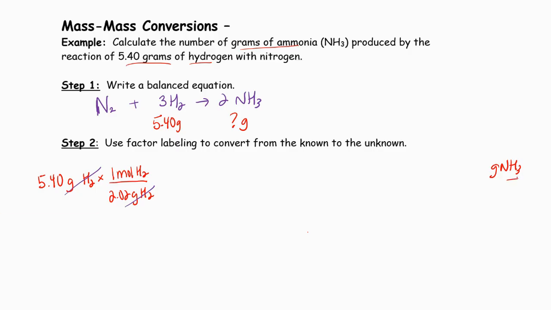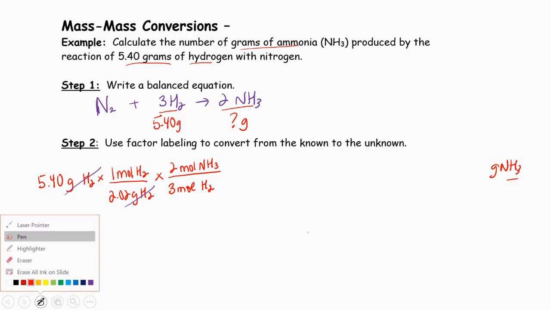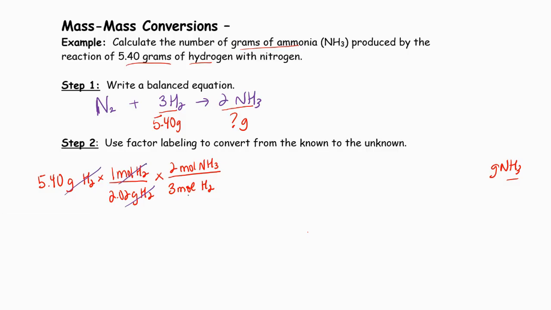Now remember, I'm trying to get to NH3, so I look at my balanced equation. There's 2 moles of NH3 for every 3 moles of H2. I need the H2 in the denominator, so 3 moles H2 to 2 moles NH3. What that does is eliminate my moles of H2. So now what I've done is converted H2 into NH3. My H2 is gone.